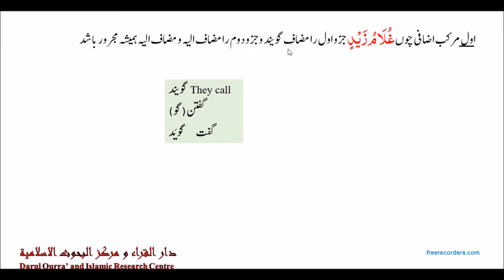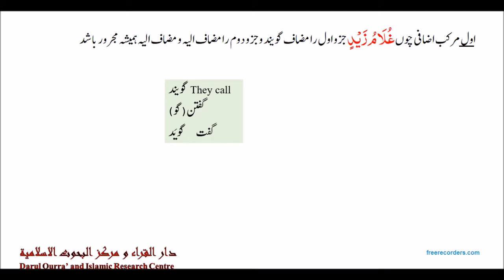So if I was to translate this together, I would translate Goyand first. They call Juzwe Awwal. They call the first part Mudaf and the second part mudaf ilay. That's how I would translate it. I would translate goyand first, then I would translate juzwi awwal, then I would translate mudaf, then I would translate the waw in between, then I would translate juzwi dom, and then I would translate mudaf ilay. They call the first part mudaf and the second part mudaf ilay. So the second part zaydin is called mudaf ilay.